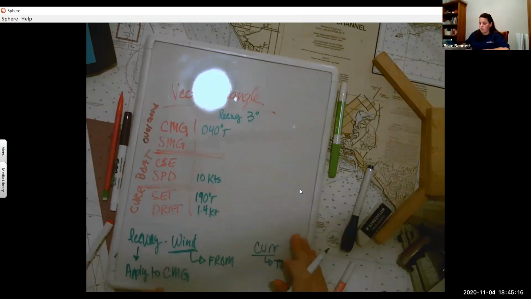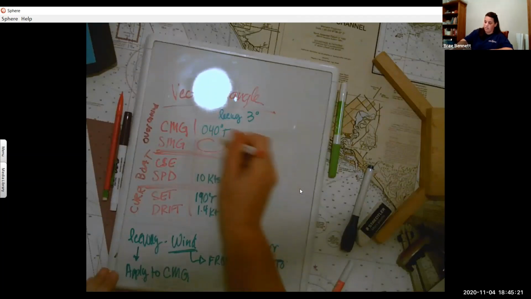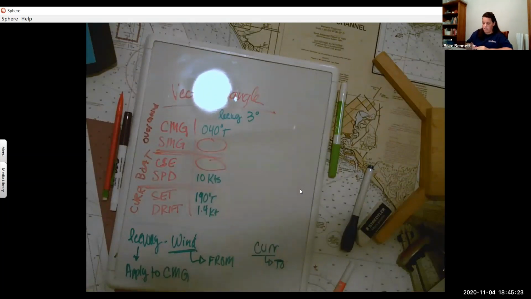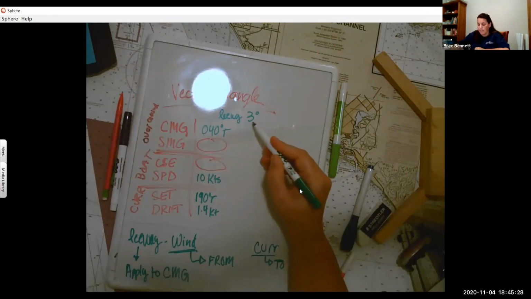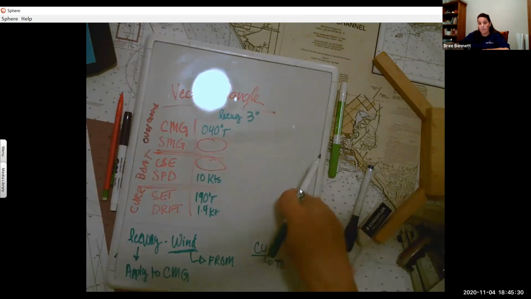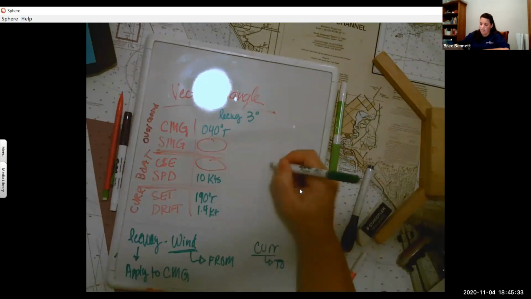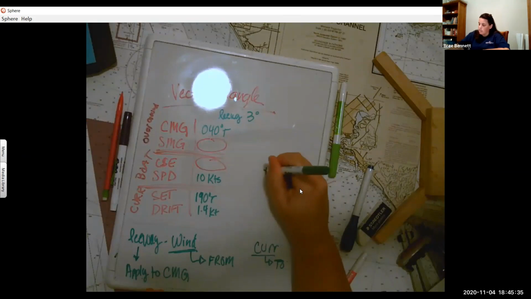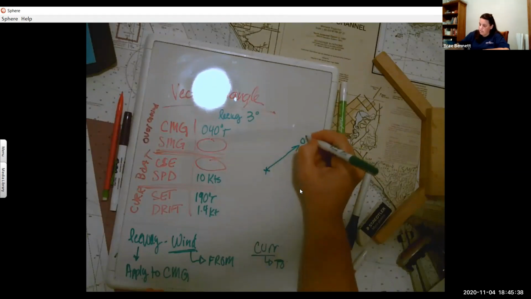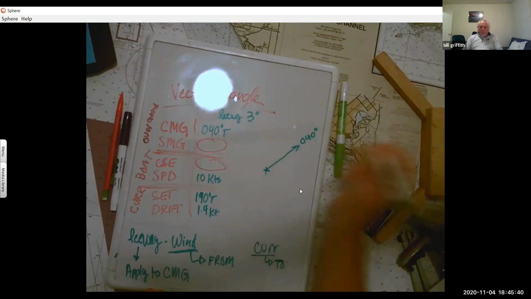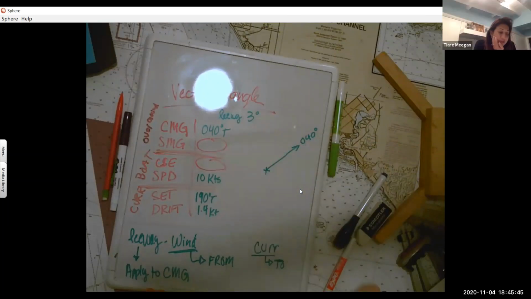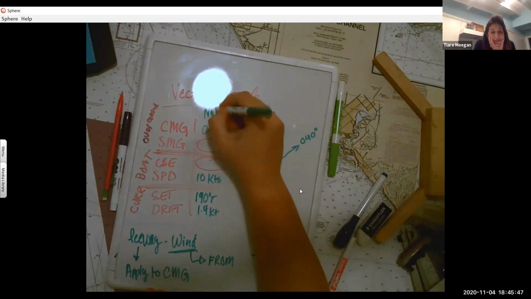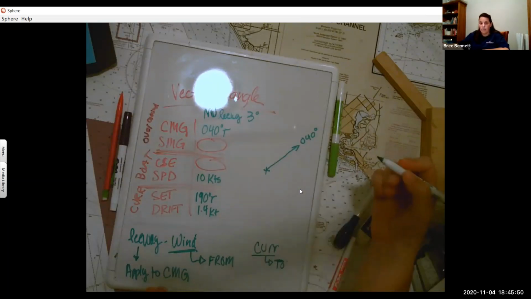Okay. So in this one, our missing factors are our speed made good and our course to steer. So we're going to apply 3 degree leeway to our course made good and then plot it on the radar transfer sheet. So if we wanted to go 040 and we had... I didn't write it. You said northwest? Northwest wind producing a 3 degree leeway.